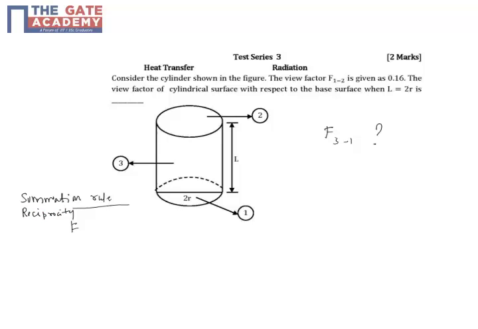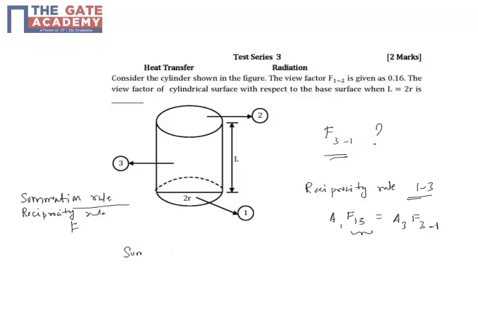Now, because F31 is between 3 and 1, we can apply the reciprocity rule. So first apply the reciprocity rule between 1 and 3. What does that mean? A1 F13 is equal to A3 F31. The areas are something which we know, or which we can get. So if we can get F13, then F31 we can easily get.